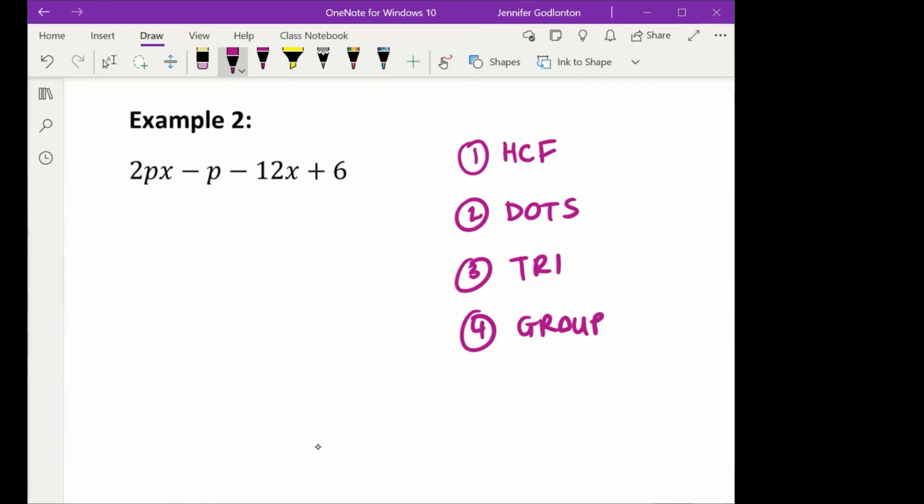Can I try this one? Yes, Asangi, you can. I'm just going to give everyone a little bit longer to try, so I'm going to call you on in a minute, okay? Ma'am, I wanted to ask, is this the grouping one? Yes, absolutely. This is grouping because we've got 4 terms.